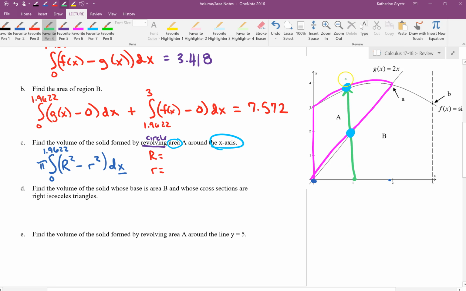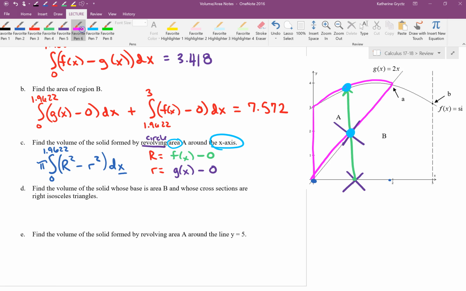So for the big radius, the top is up here and the bottom is down here. The center of the circle will always be part of the radii. So the top here would be f of x, and the bottom would be 0. And then the same thing for the short radius. Short radius is from the center to the first curve you hit. So top minus bottom, that top is g of x, and the bottom is 0.